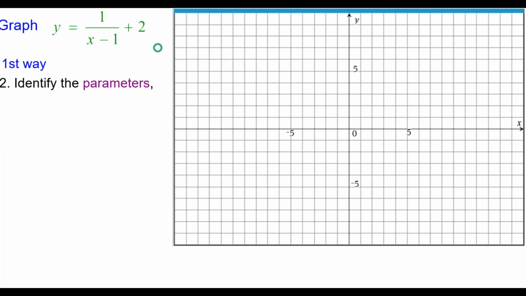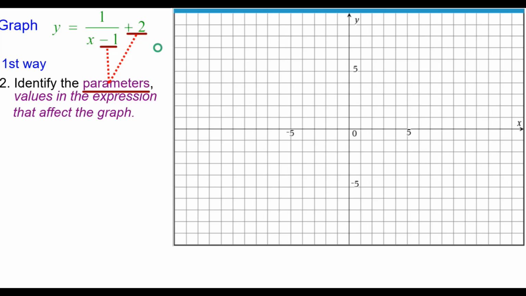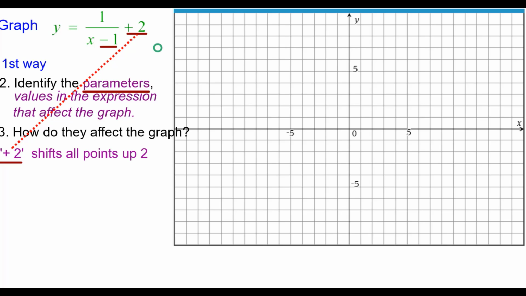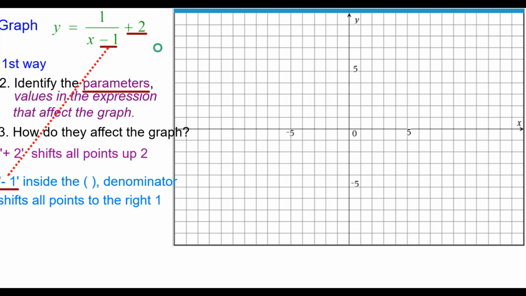We need to identify the parameters, and in this case there are two of them, values in the expression that affect the graph. Now, how do they affect the graph? Well, the plus 2 affects the y values. It shifts all points up 2, while the minus 1 inside the parentheses, inside the denominator, shifts all points to the right 1.